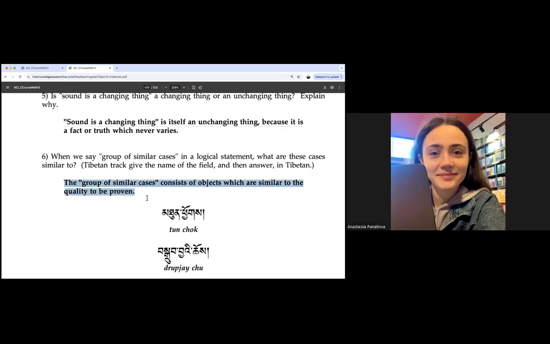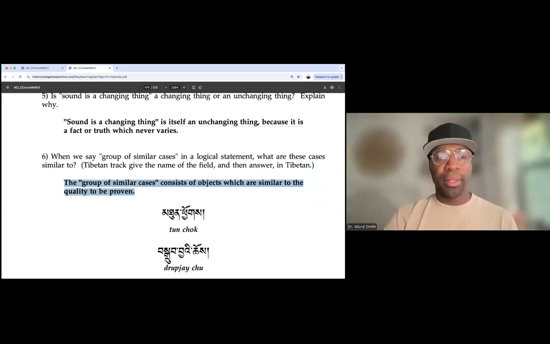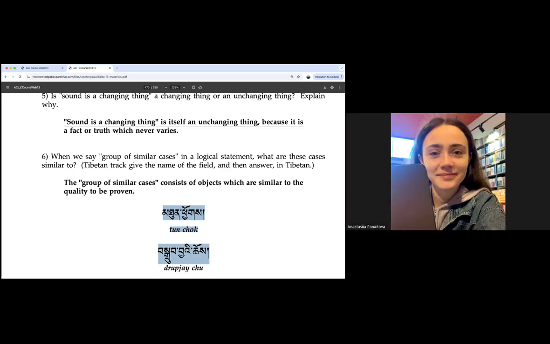The group of similar cases consists of objects which are similar to the quality to be proven. Read the Tibetan. Tunchok, Pejo.